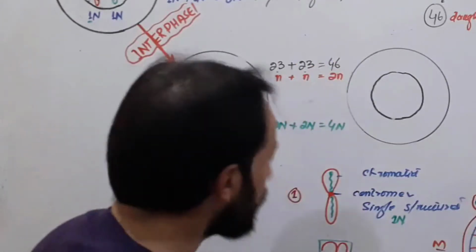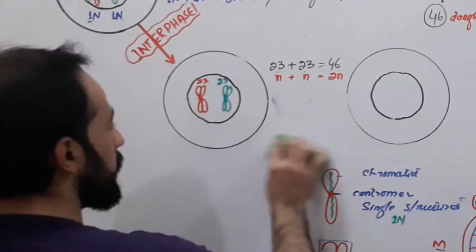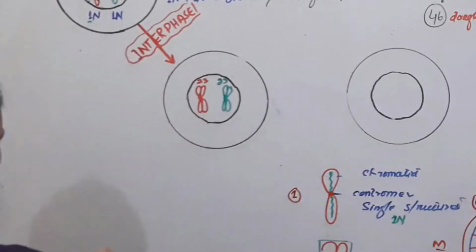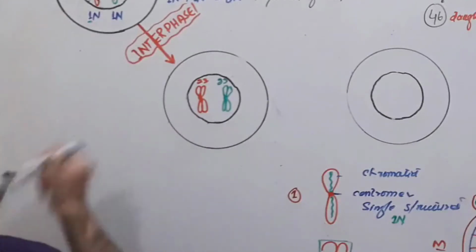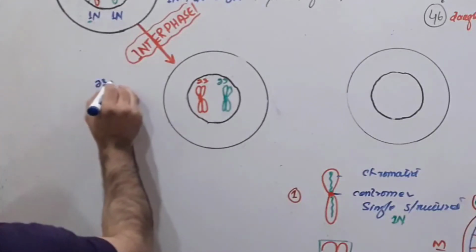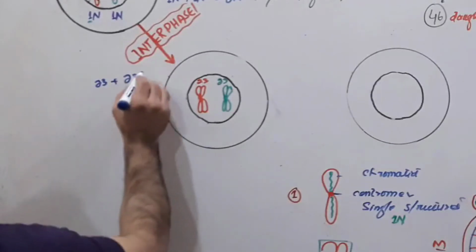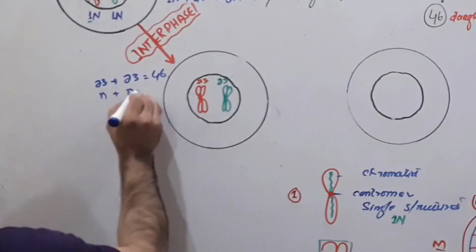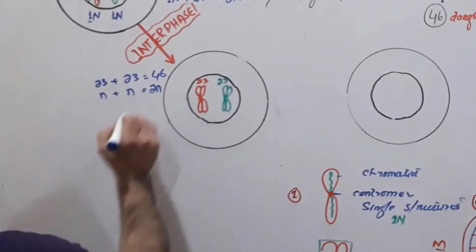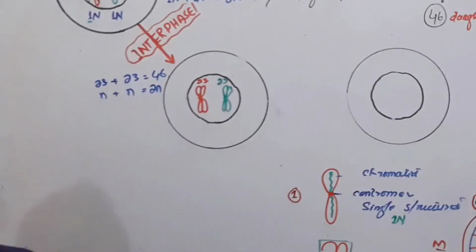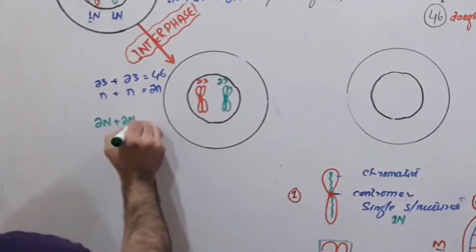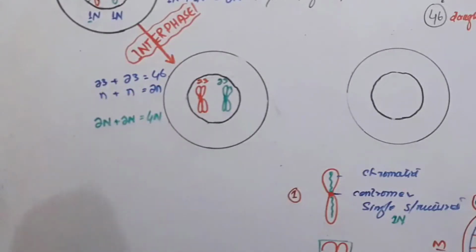This was just the detail which we wrote. So let us write this detail here. The cell has how many chromosomes? 23 from father, 23 from mother, which total of 46, and one small n from father, one small n from mother, which is two small n, right? And two capital N from father now and two capital N from mother, which is total 4n. Clear? The cell is still diploid.